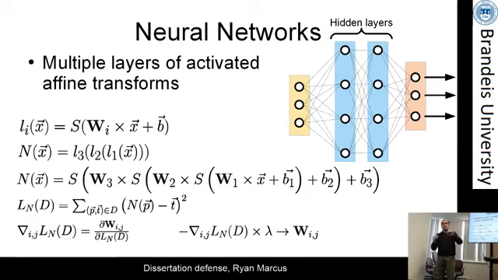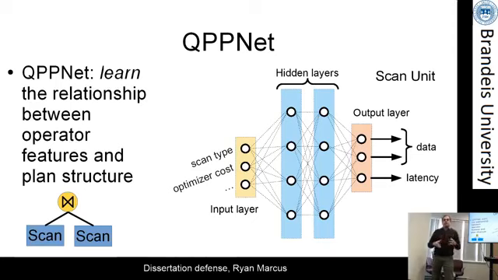Okay. So with that being said, the way that QPPNet works is by learning the relationship between operator features and plan structure. So what we're going to do is design a very small neural network called a neural unit that's going to attempt to model the behavior of each individual operator. So for example, for a scan, I'm going to go into my query optimizer and pull out a kitchen sink of information. All the information I could possibly have about a scan. What's the type of the scan, what's the optimizer cost, etc. All things that would apply to any workload.